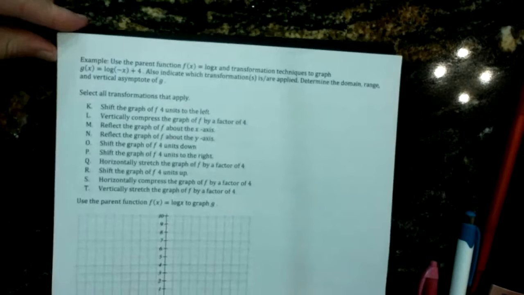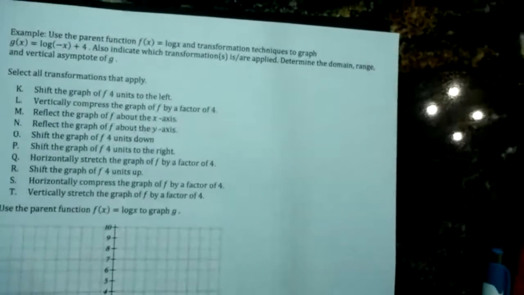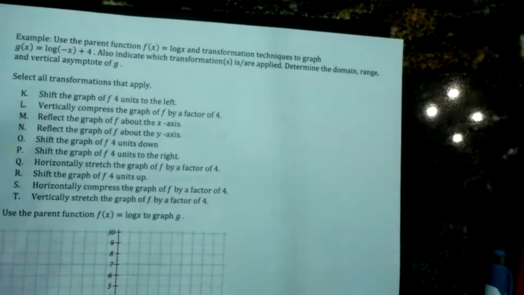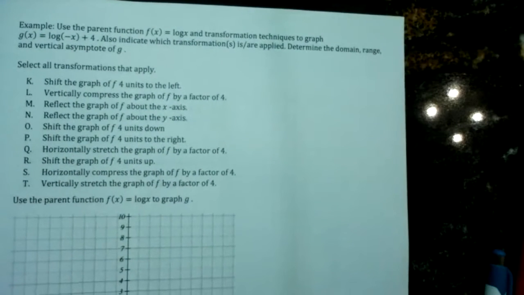All right, next page. Use the parent function f of x equals log of x and the transformation techniques to graph g of x, which equals log of negative x plus 4. Also indicate which transformations are applied, determine the domain, range, and vertical asymptotes. Let's see if I can straighten it up a little bit.